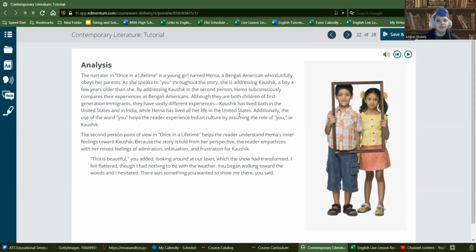So I give you an example at the bottom, because the second person point of view helps you understand Hema's inner feelings towards Kaushik. The story's told from her perspective, and basically you get to see all of her feelings being directed towards you. It gives the story an interesting twist and keeps your attention while you're learning more about Hema and how she feels about Kaushik.